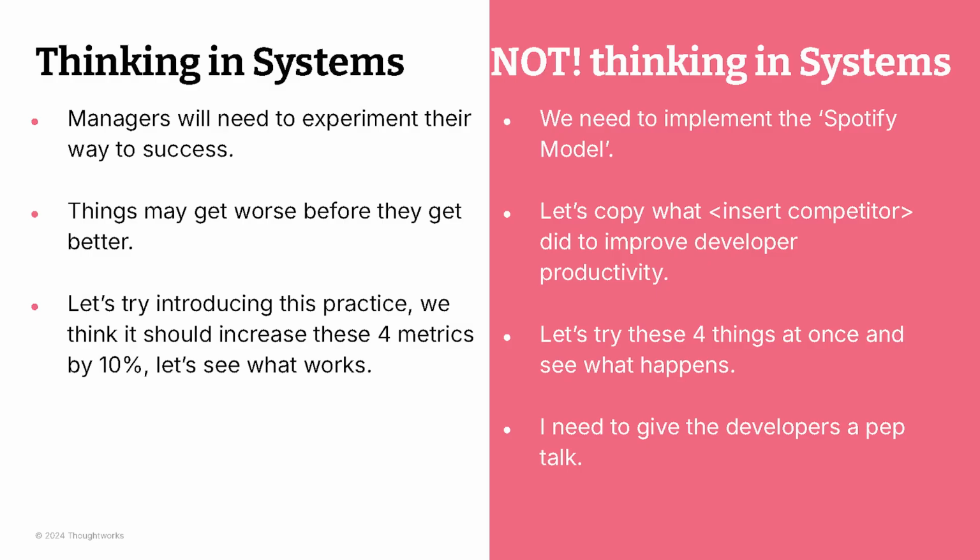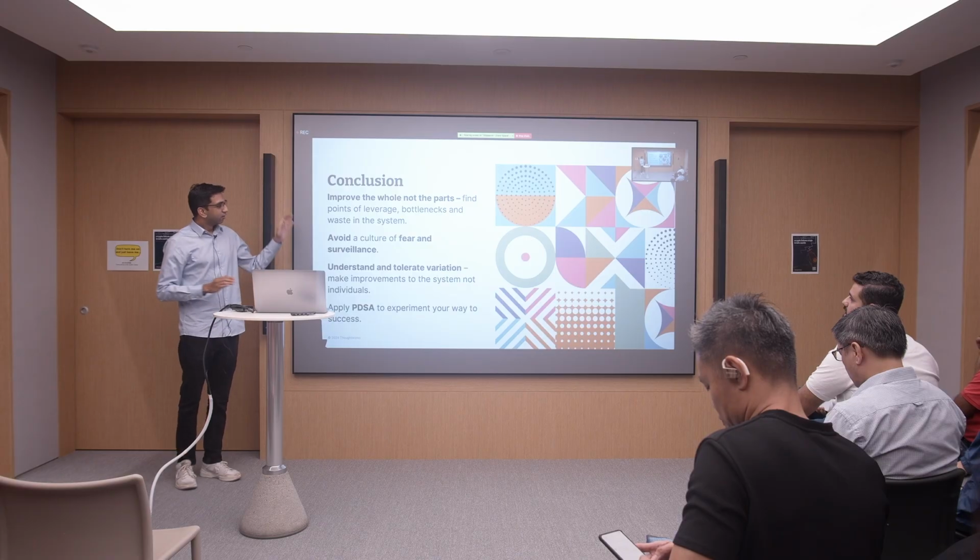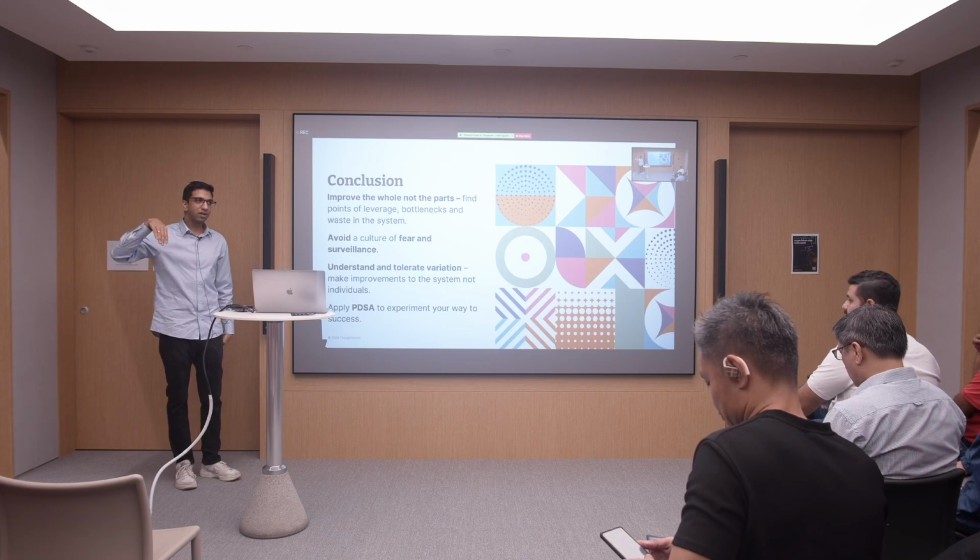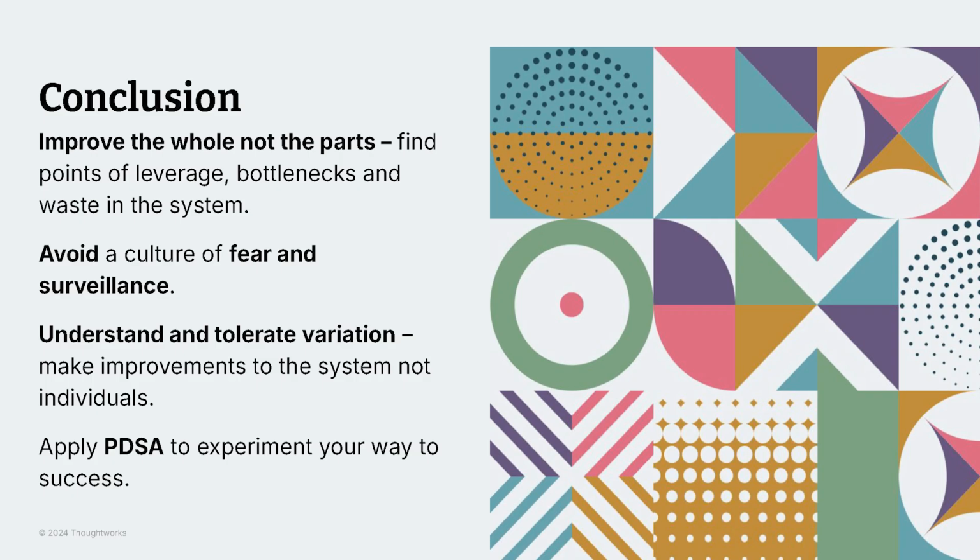All right, in time. 4 takeaways, mapping back to Deming's 4 points. Improve the whole. Don't worry about one part of the system. If you optimize one part, you're quite likely to sub-optimize the system. Identify bottlenecks and points of leverage, right? Identify the waste in the system. Avoid a culture of fear and surveillance with your metrics and your dashboards.